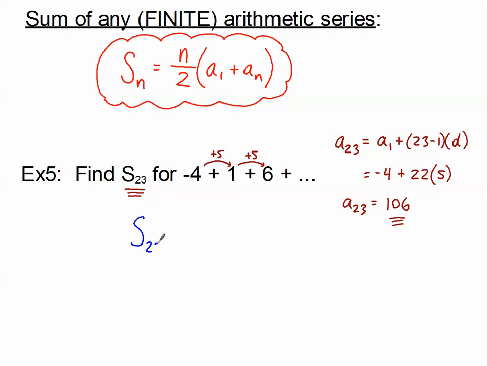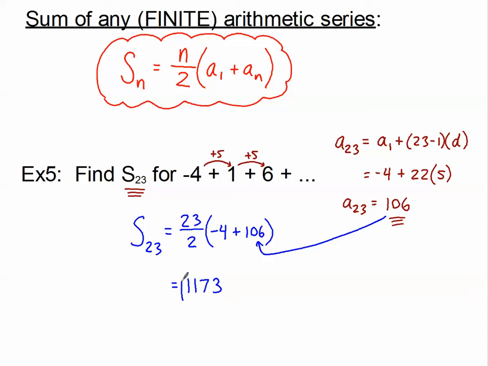S sub 23 is going to be the 23 terms that I'm adding up divided by 2, multiplied by -4, which is my first term, plus 106, which is my last term, or my 23rd term. And that came right from here. Plug all this into your calculator, of course watching your order of operations, and you should get a sum of 1,173.